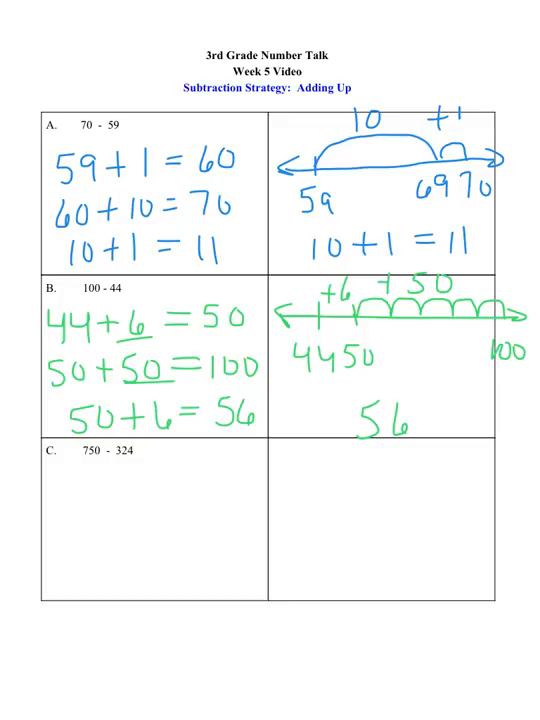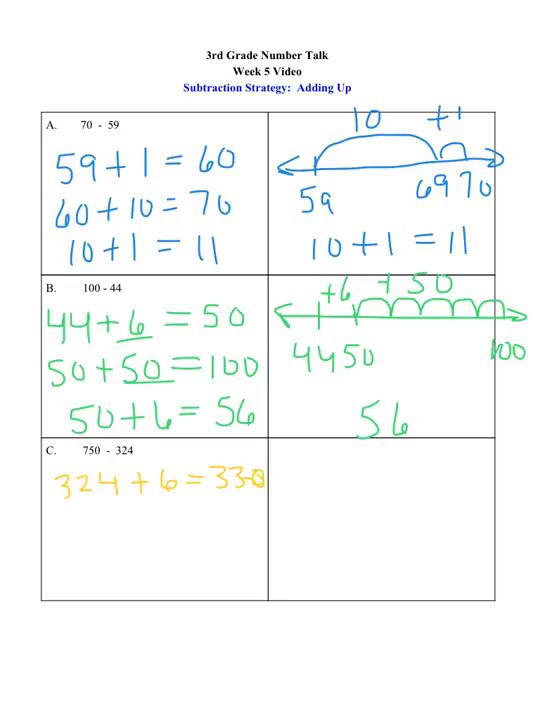For the next problem, again, adding up. If we're looking at 324, we might just want to say, well, I'm just going to add 6 to that. That gets me to 330. But if I count by tens from 330 to 750, that's going to take me a really long time.